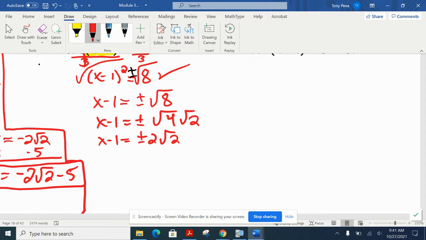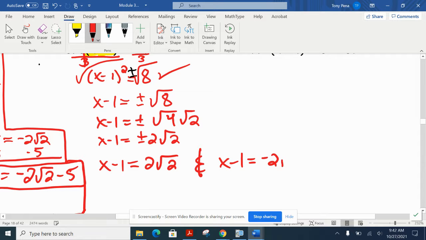But then it's now at this step that you make your 2 different equations. This is really 2 different equations. One of them is the x minus 1 getting set equal to the positive 2 root 2. And then the other equation is the x minus 1 getting set equal to the negative 2 root 2. All right, so we're really just taking this plus minus sign and we're writing 2 equations with it.